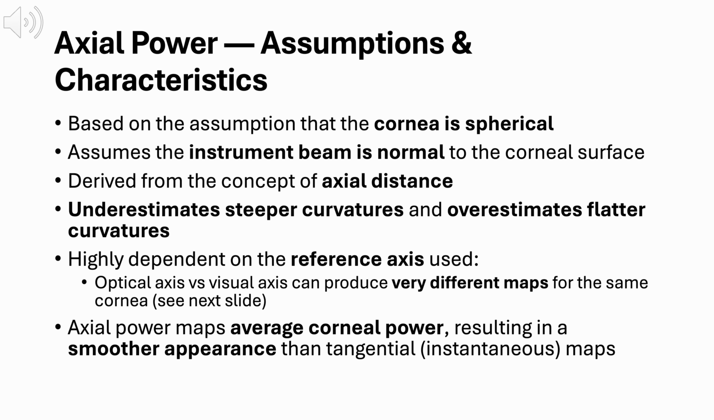The key takeaway is that axial power maps are useful for global pattern recognition, but they should not be relied on alone when subtle or focal corneal changes matter.